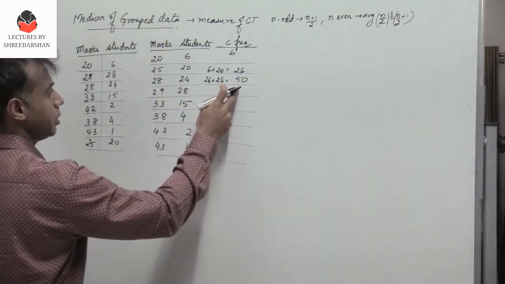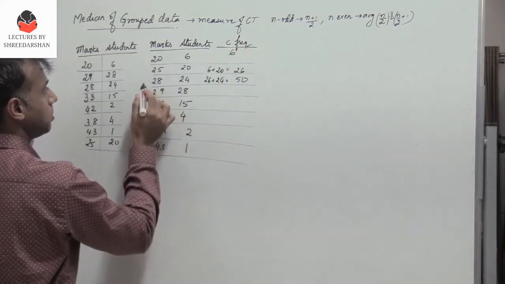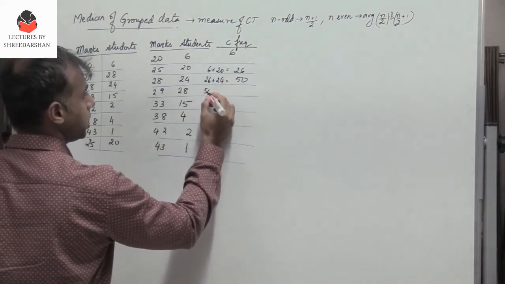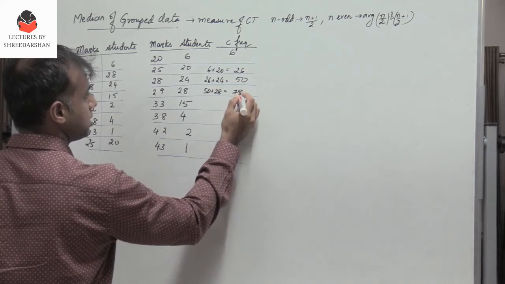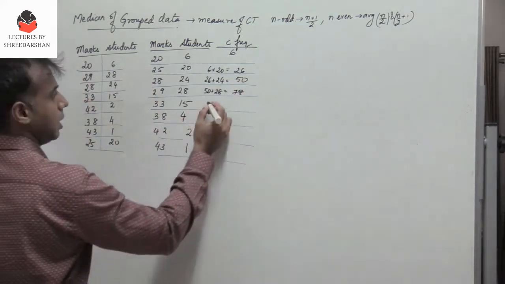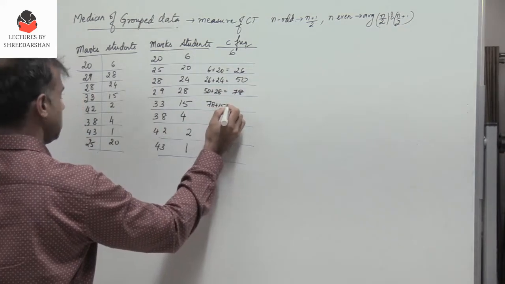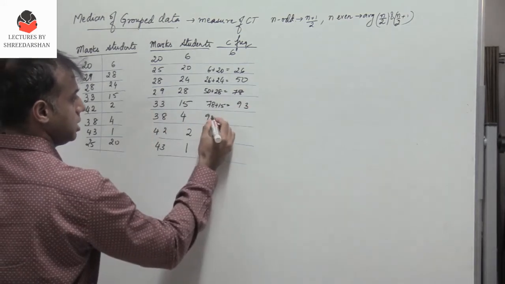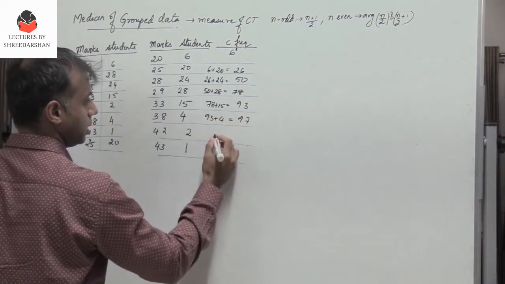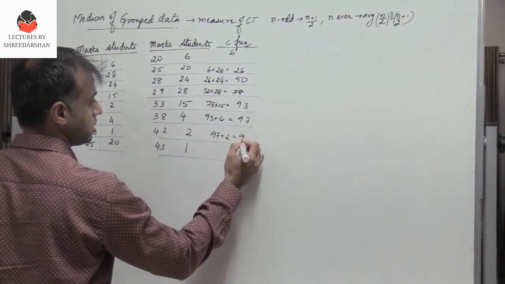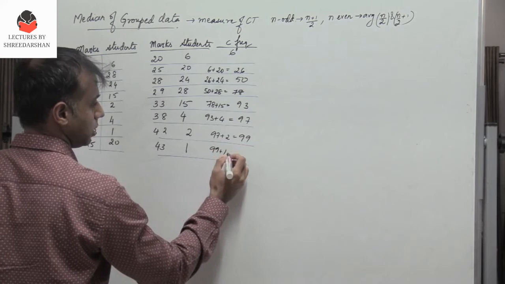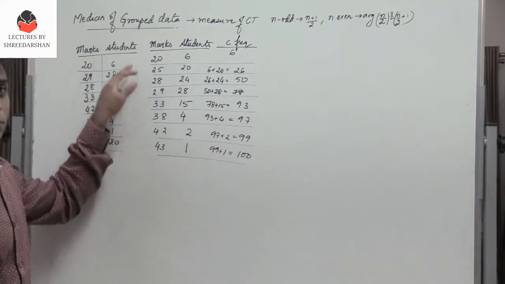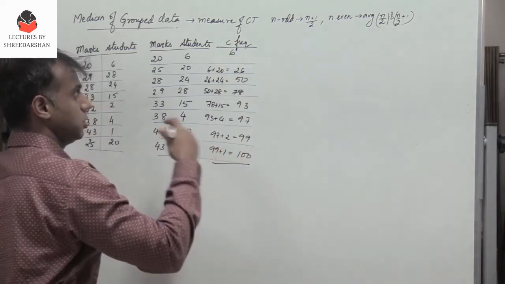So when I find the cumulative frequency, I find the total number of students who have got marks less than, say, 28, 25 or 20 and so on. So 50 plus 28, which is 78 students have scored marks less than 29. Then 78 plus 15, which is 93 students have got marks less than 33. 93 plus 4 is 97. 97 plus 2 is 99. And 99 plus 1 is 100. Right? So all students have scored marks less than or equal to 43. So this gives the table of cumulative frequency.